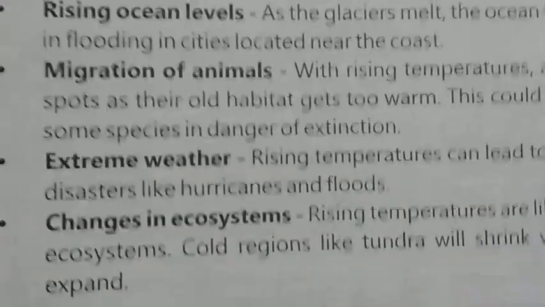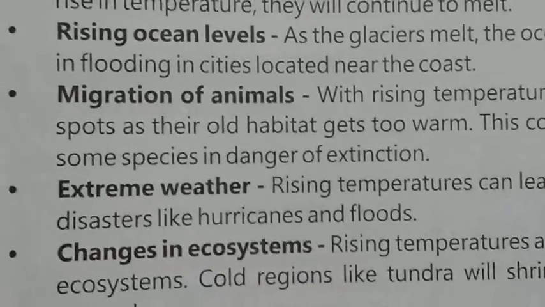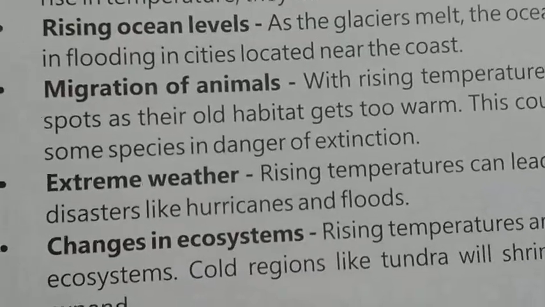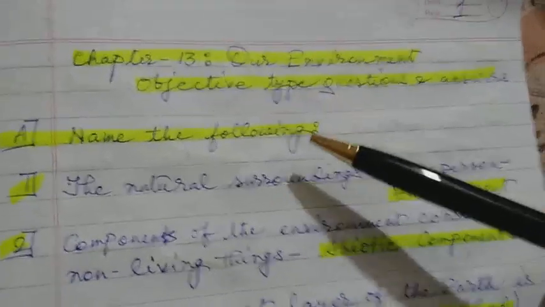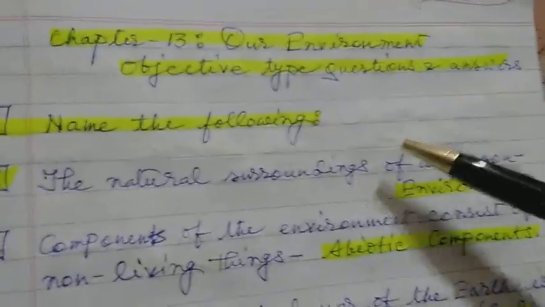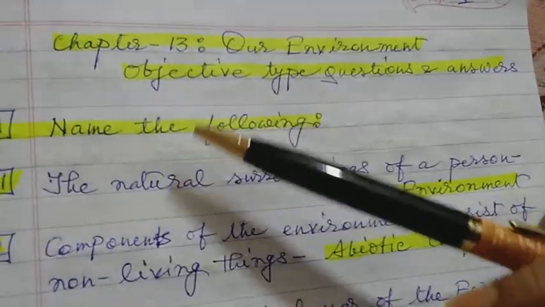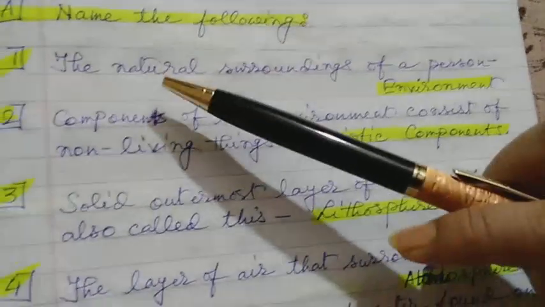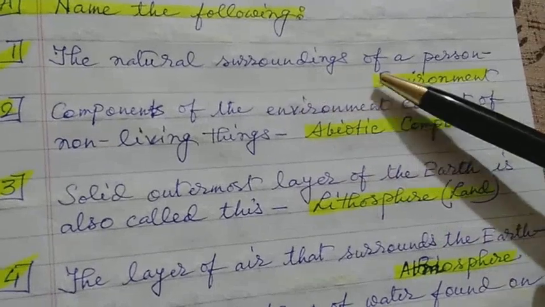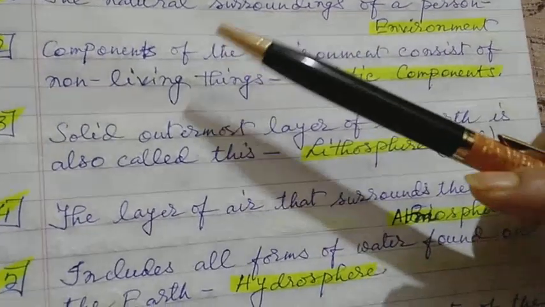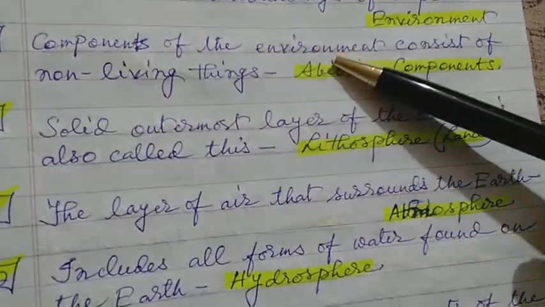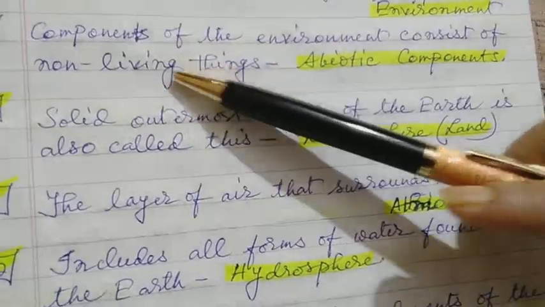Now, I'll discuss the objective type question answers. So it is the objective type questions and answers. I'll discuss now. Name the following. Firstly, the natural surroundings of a person. It is called the environment. Next, components of the environment consisting of non-living things.